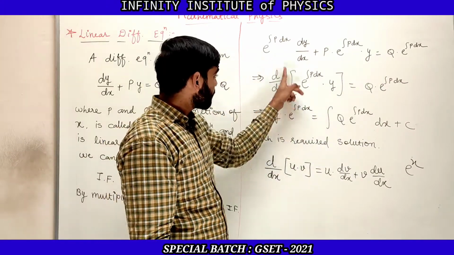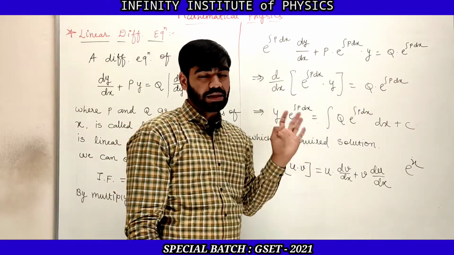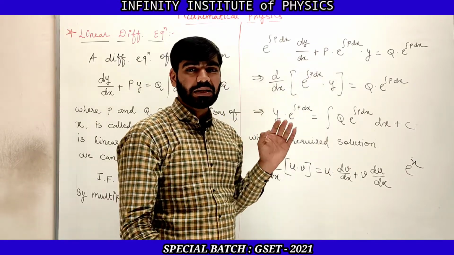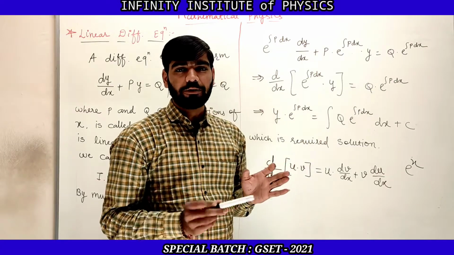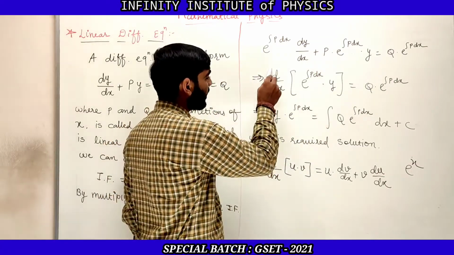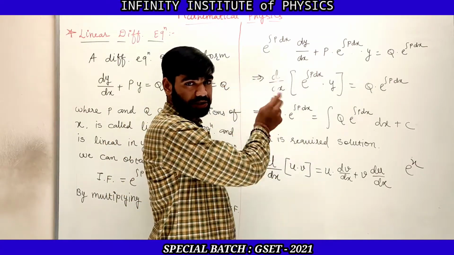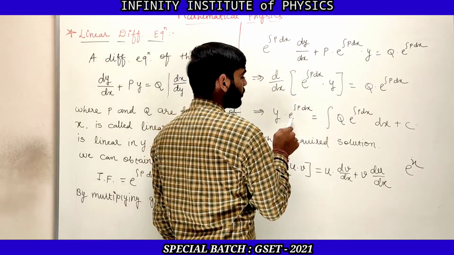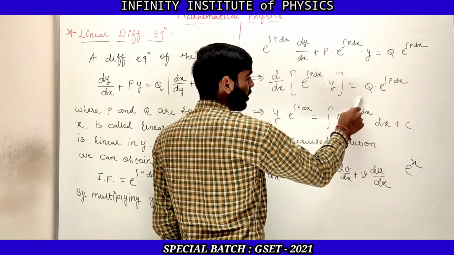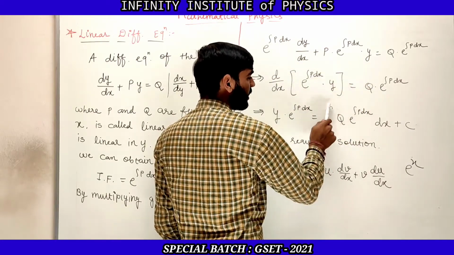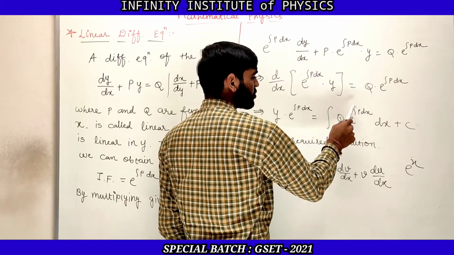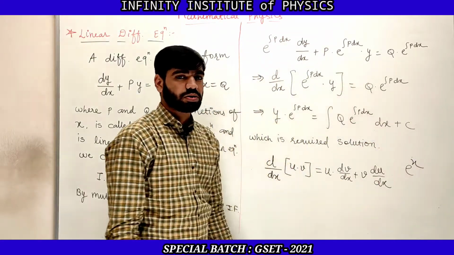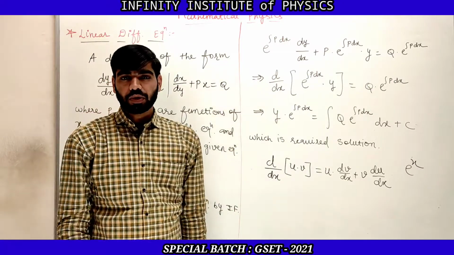Now if you want to remove the differentiation on the left hand side, the better way is to take integration on both sides. If we take integration on the left hand side, differentiation and integration will cancel out, so only the term y into e raised to integration p dx remains. On the right side, it is integration of q into e raised to integration p dx, dx, plus c, where c is the constant, and that is the required solution.